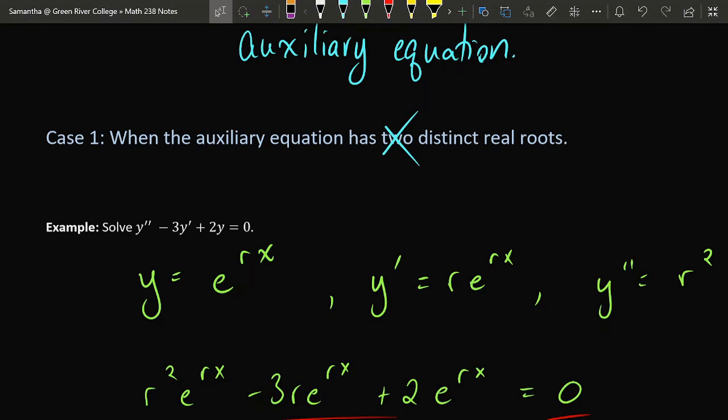So tomorrow we'll talk about the case when we have complex roots to the auxiliary equation, and we'll talk about the case when one of the roots is repeated.